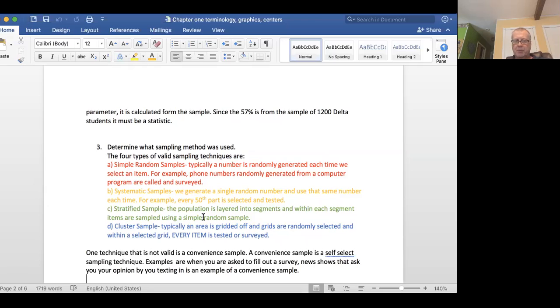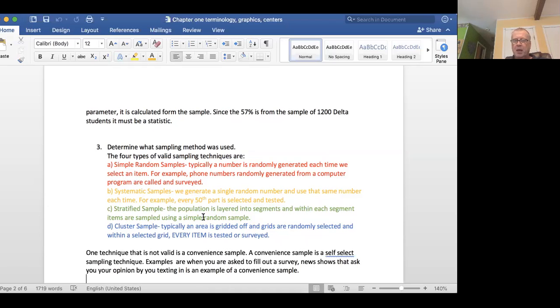A stratified sample, sample technique C, is when we have a population that can be layered. For example, we have younger people, middle-aged people, and older people. That layers our population into those subcategories. From that, we then can do a simple random sample and determine people from each. So this gives us not only a random sample, but also one that's more representative of the population. It's a very valid and very useful way to look at things if we can layer the population.